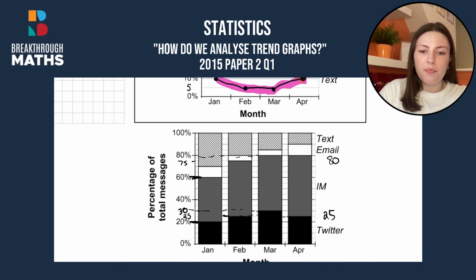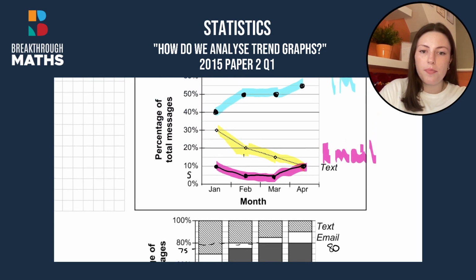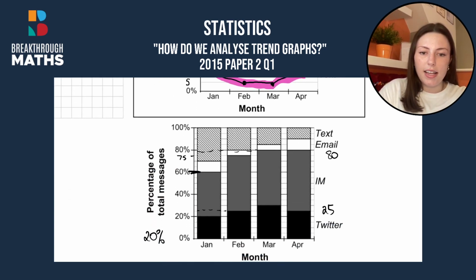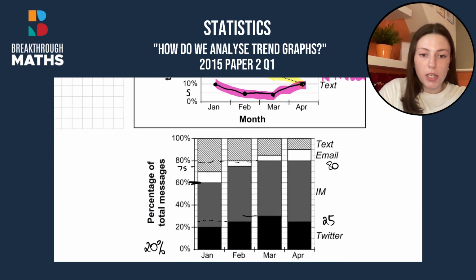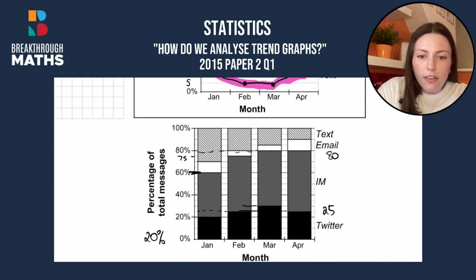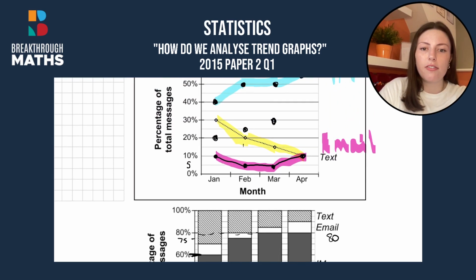So Twitter is in black. So here, this is easier to read. So that's going to be 20%. We'll just rub out anything we've drawn in to make it a bit easier to see. It goes up to the first notch here. So that's going to be 25%. So it starts at 20. It goes to 25. And then what is it next? It goes up to 30. And then finally Twitter finishes off, if we go across, at 25. So it goes down one then to 25.